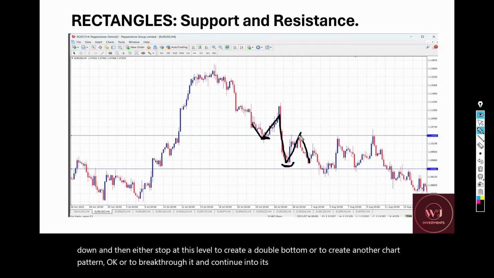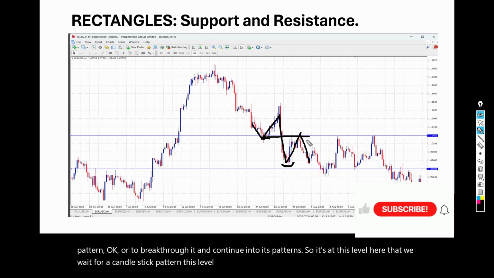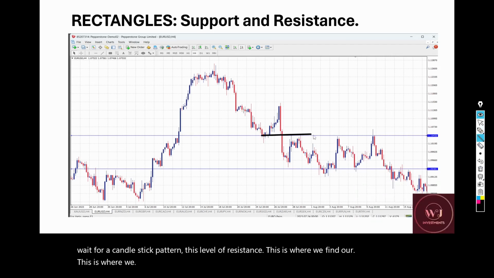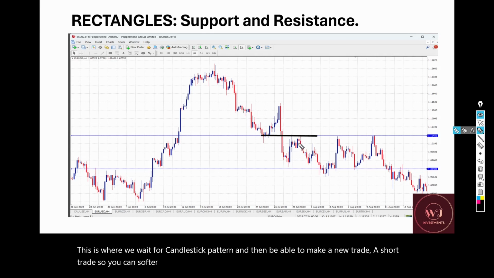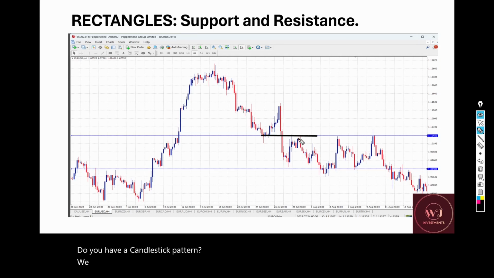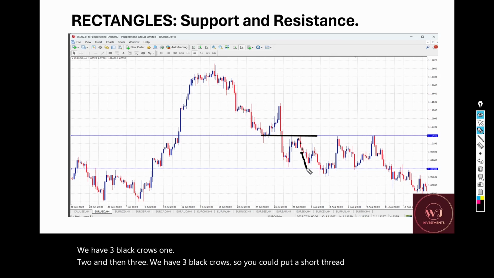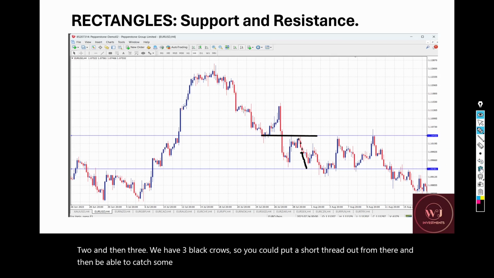It's at this level of resistance that we wait for a candlestick pattern, and then make a new trade, a short trade. You can see after this move up here, we have a candlestick pattern. We have three black crows, 1, 2, and then 3. So you could put a short trade out from there and catch some small pips.